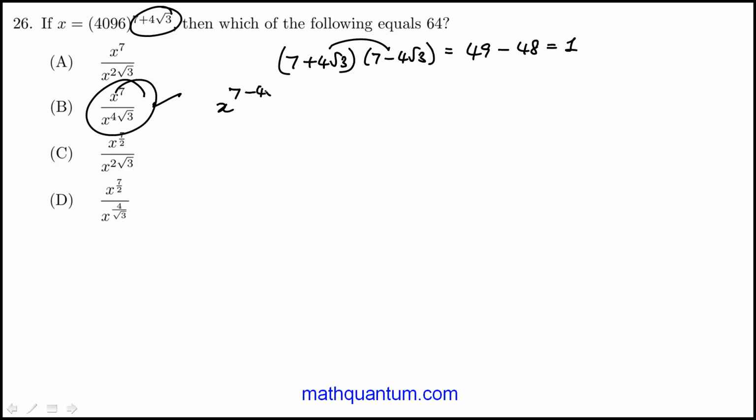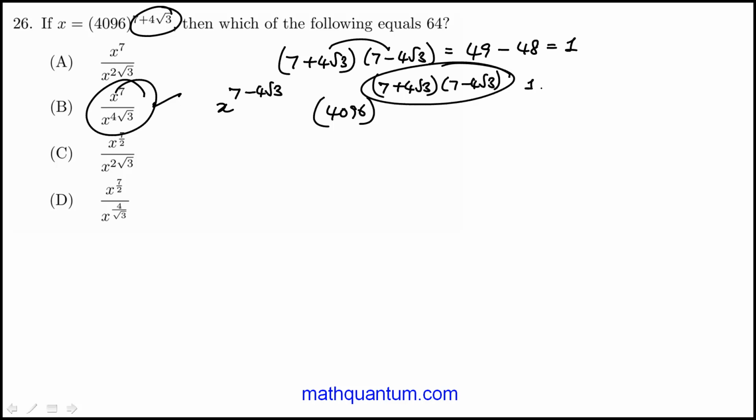And that means that if I just observe the answer choices and start with B, which is x to the power of 7 minus 4 root 3, what we're really doing is raising this to the power of this product, which we know already is 1. So that means this one will not be the answer because that's equal to 4096.